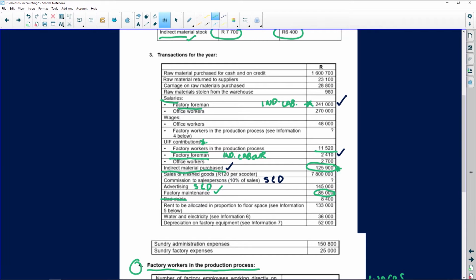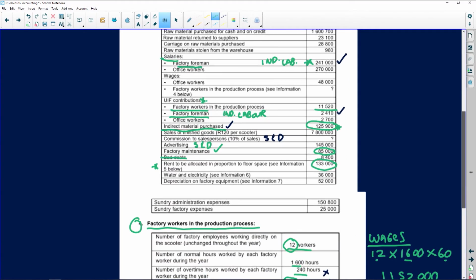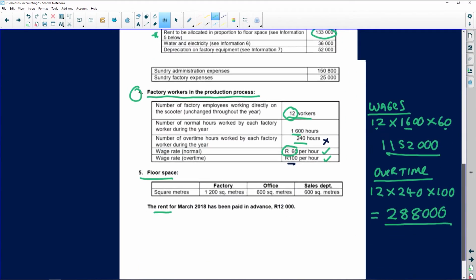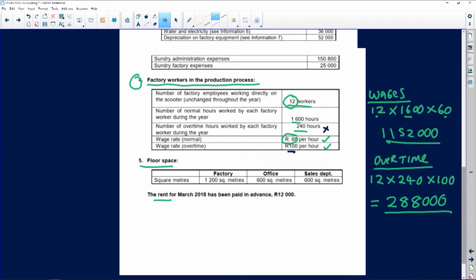Right, then I've got rent to be allocated in proportion to floor space. See information 5 below. So here we've got our rent, but remember, it doesn't mean the entire rent is only for the factory. So let's look at information 5 to see how we're going to allocate rent expense. Okay, right, so the information that they're giving me is the square meters. So obviously my entire factory. Then I've got my office and I've got my sales department. So let's work out the percentage in terms of square meters.